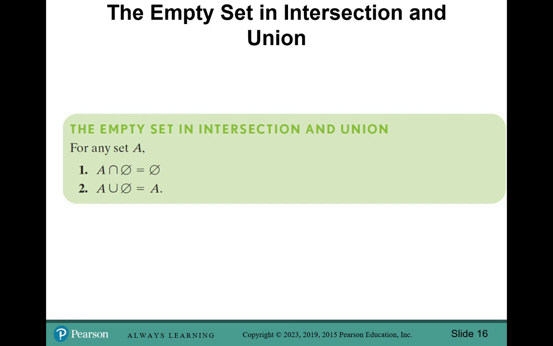The empty set in intersection and union: for any set A, A intersect the empty set is the empty set, and A union the empty set is just A. So what we see here is that for intersection, it takes it down to the empty set. For the union, it leaves the set alone and allows it to be itself.